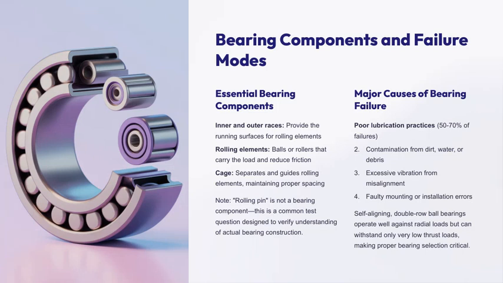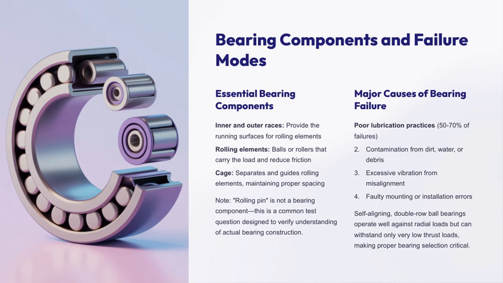Let's take a closer look at the main components of bearings and how they can fail. First, we have the essential bearing components. The inner and outer races are critical because they provide the running surfaces for the rolling elements. These races support the load and allow smooth rotation. The rolling elements, which can be balls or rollers, are responsible for carrying the load while reducing friction between the moving parts. Then there's the cage, which separates and guides these rolling elements, helping to maintain proper spacing and prevent contact that could cause damage. A quick note, rolling pin is not a bearing component. That's a common test question, so it's good to keep that distinction clear.